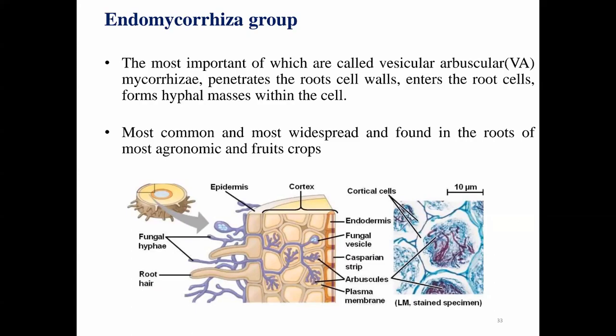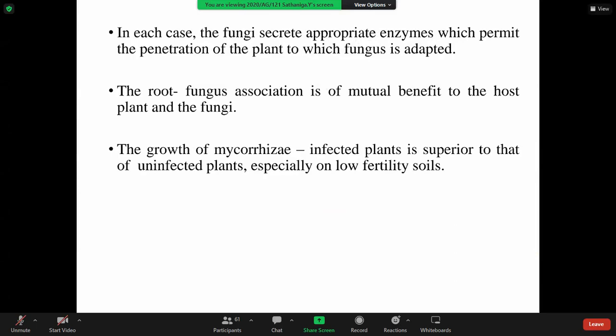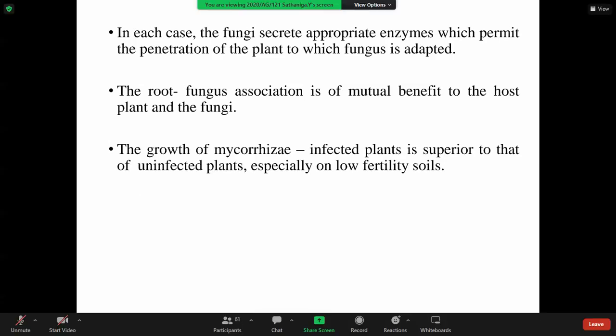It is most common and widespread and found in the roots of most agronomic and fruit crops. In every case, the fungus secretes the appropriate enzyme which permits penetration of the plant to which the fungus is adapted. This fungus-root association is beneficial to both host plant and the fungus. The growth of mycorrhiza-infected plants is superior to uninfected plants, especially in low fertile soil.